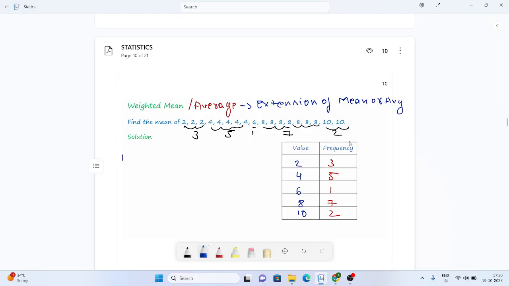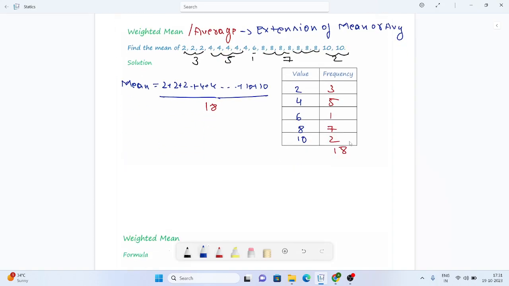So either you calculate the mean by the simple formula, where you have to add 2, 2, 2 three times, then 4, 4, 4, and 10, 10, and so on. This will take time. And how many terms are here? We calculate 3, 5, 1, 7, 2, which gives 18. So there are a total of 18 terms. So what is the weighted mean? I simply calculate the mean in a simple way: 2 into 3, 4 into 5, 6 into 1, 8 into 7, 10 into 2, and upon 18.